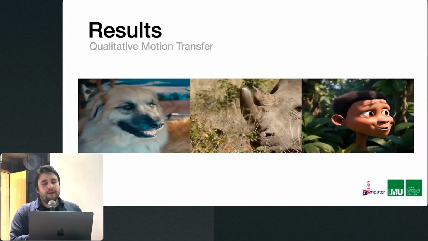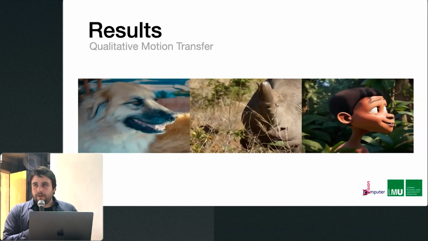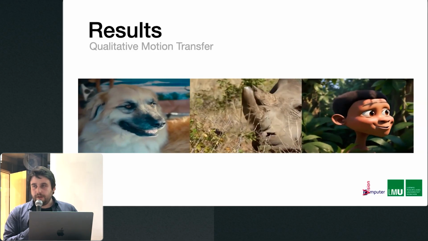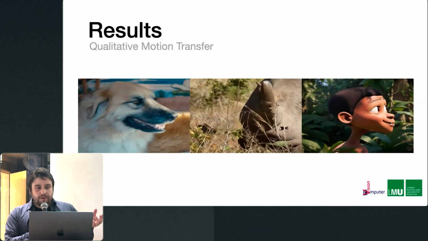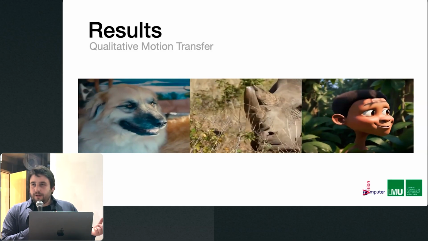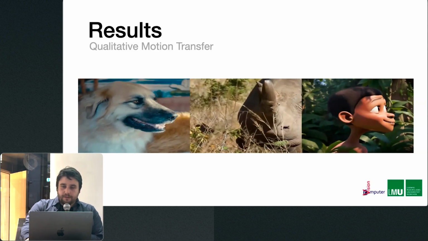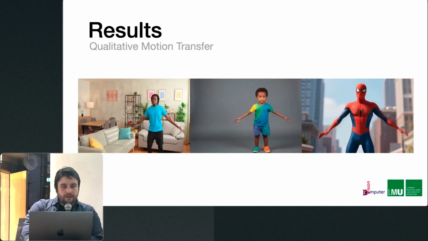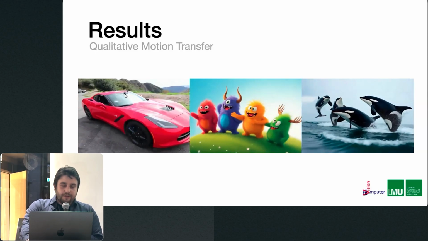Here are some other examples. As you can see, the targets are from completely different classes. Again, for example, the head of the dog and the head of the rhino are starting from completely different angles, but it still works. Here is some more, I put too many examples in maybe.